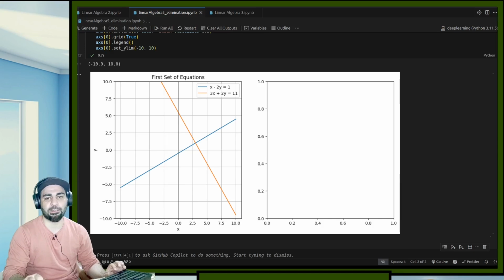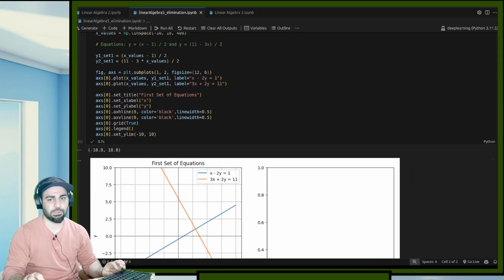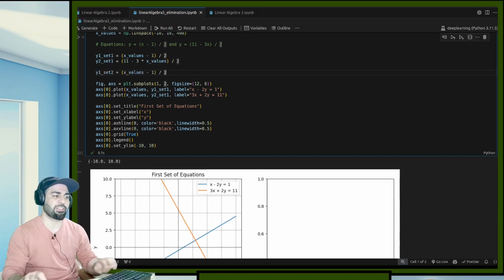So I wrote that. So now I'll plot these equations over here. Let's take this set 1. So set 1 will remain the same. So equation y1 set 1 will remain the same. So this is set 2 equations rather. So set 2 for this, the first equation remains the same for both. And now the second equation got changed.